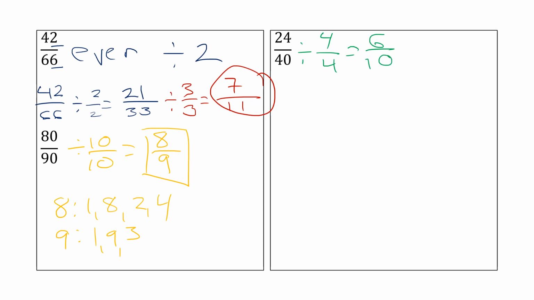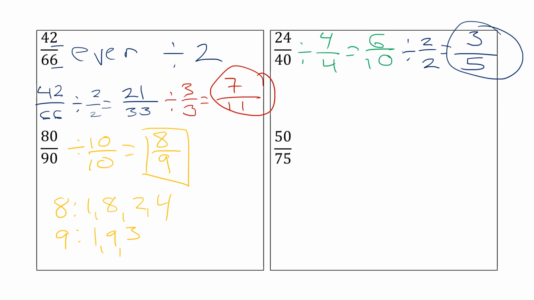Is that done, or is there anything else that goes into both of those? Well, 6 and 10 are both even. We could divide both of those again by 2. So let's do that. Divided by 2, top and bottom. 6 divided by 2 is 3. 10 divided by 2 is 5. So 3/5. Can we reduce that down any further? Nope, because both of those are prime.